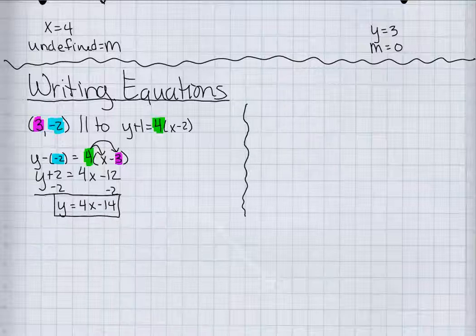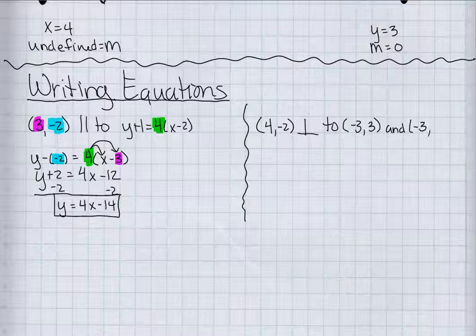Our last thing we're going to do today is one more problem. So we're given a point 4, -2. And we want it to be perpendicular to the line that contains -3, 3, and -3, -2. So the first thing we have to do is find our slope.